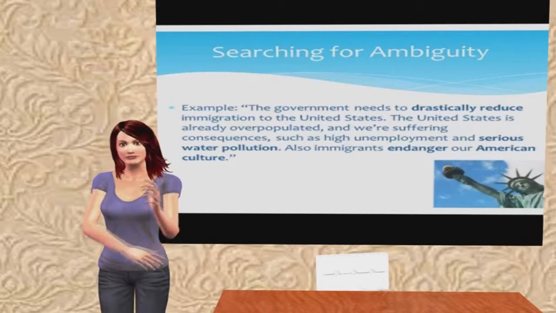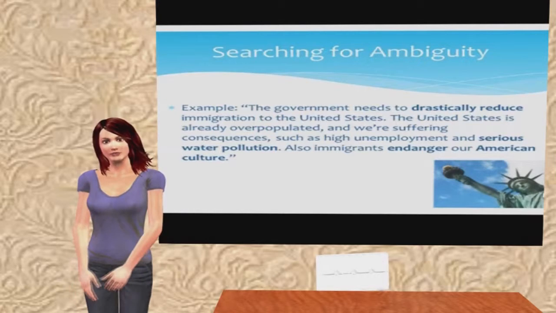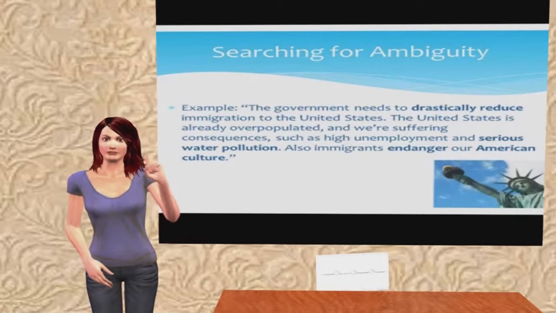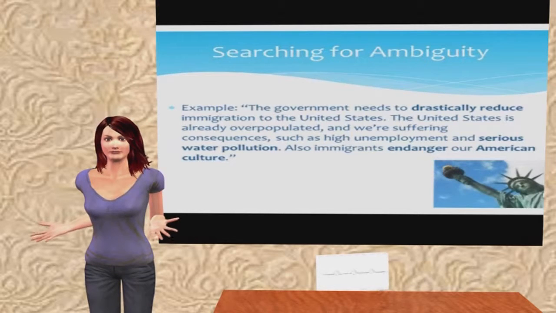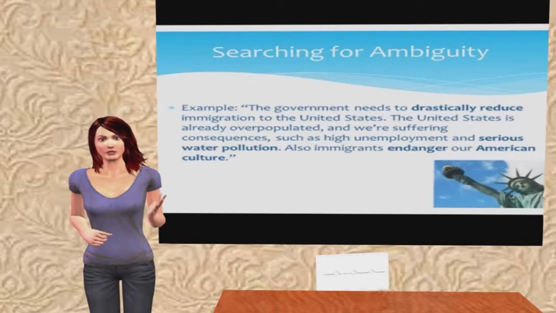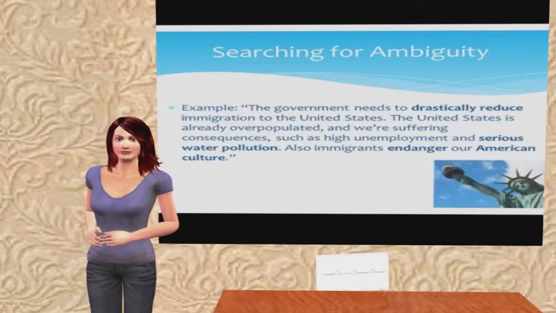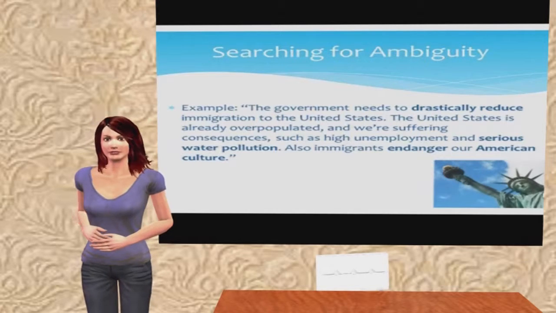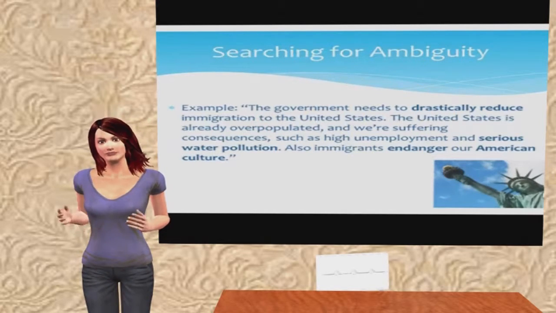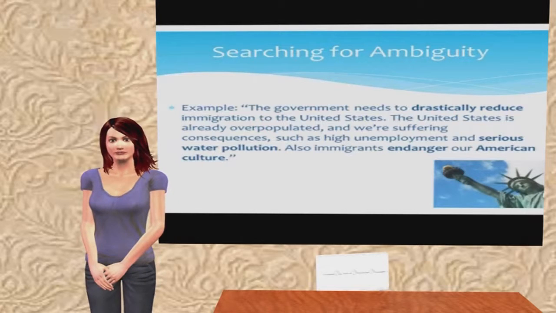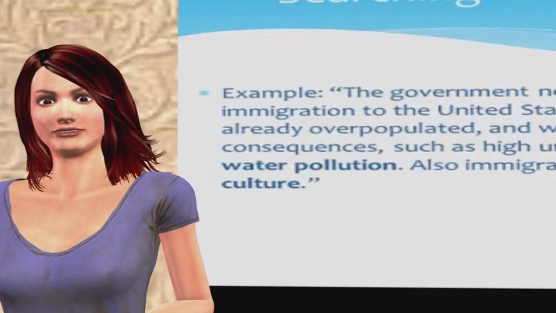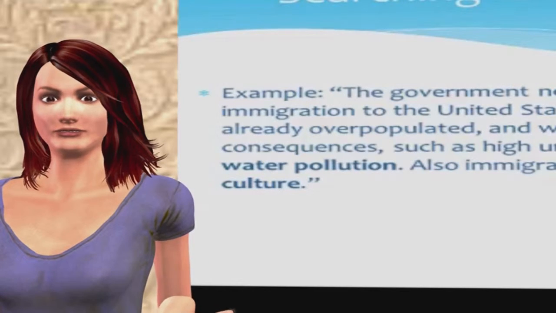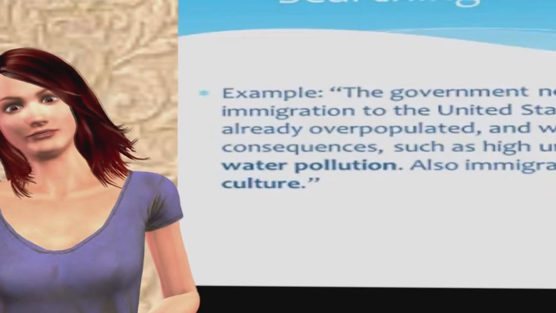Going along in the passage, serious water pollution. This author is claiming that immigrants cause serious water pollution. Well, what kind of water pollution are we talking about? Are we talking about contamination with chemicals? Are we talking about contamination with sewage? Are we talking about water maybe that could be used for certain purposes such as farming but not others? So water pollution, especially if you're talking from an expert perspective, can have very different meanings.